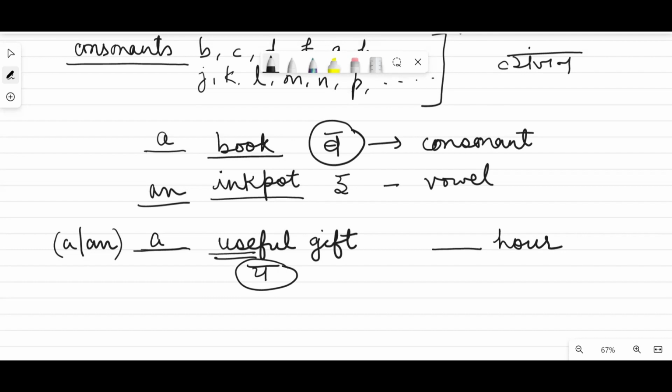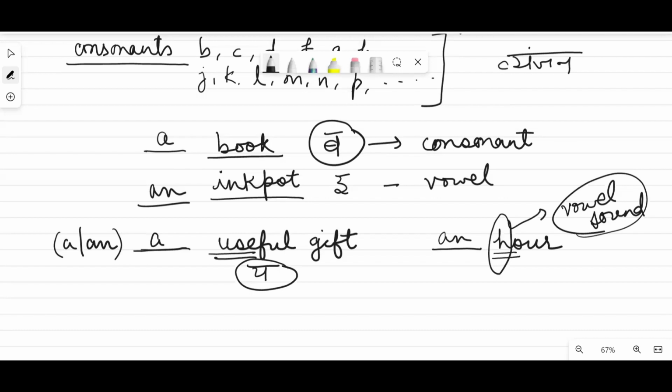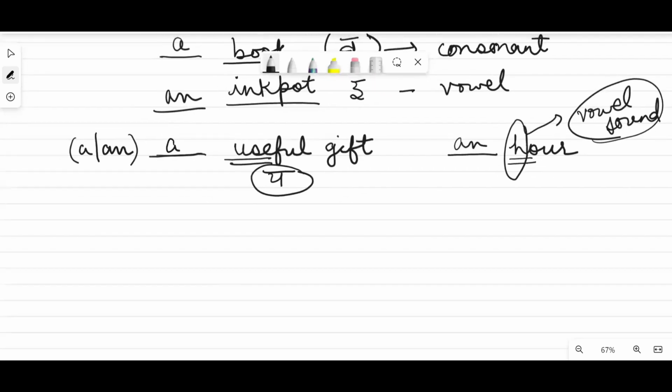Yes, ma'am. Tell me what will come before R? A or an? An R. An. Why? Because though the word is beginning with a consonant, the sound that it is beginning with, R, is a vowel sound. H is silent here, so it is beginning with a vowel sound. We should never see the letter; we should always see the sound it is producing. If a word begins with a consonant sound, you put a. If a word is beginning with a vowel sound, you put an.